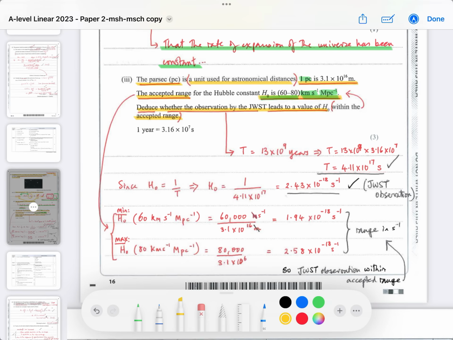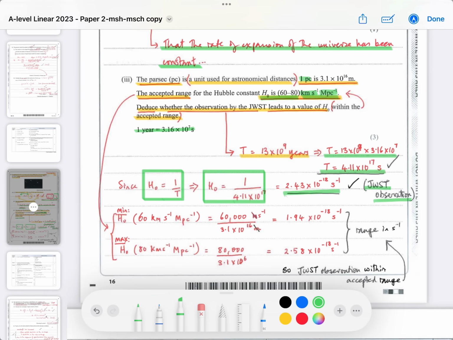Now, the value given was 13 times 10 to the 9 years. That's 13 billion years. You can change that into seconds because they've told us what 1 year is in seconds. So we put that in seconds, and this is the value that it comes to in seconds. And remember, H naught is 1 over the age of the universe. So if we did it in seconds, H naught comes to this value, based on the James Webb telescope observation.